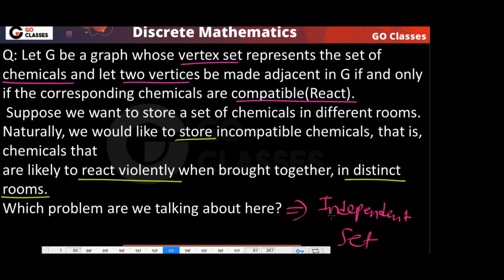So in the GATE exam, they can give you a problem like this and ask what we are talking about. Actually, this type of question has come in the TIFR exam many times. They will give you a scenario and then ask, what is this problem? Is this vertex cover, independent set, edge cover? Okay, so that is the idea.